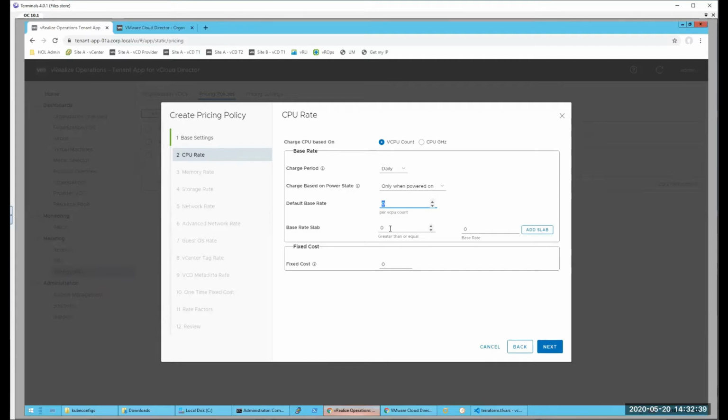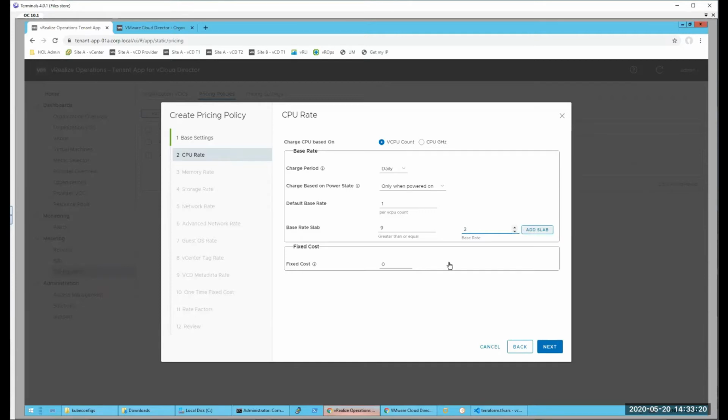So you may not want to price linearly, saying every vCPU is $10, because after 16 vCPUs, it may become $15 per vCPU for you to host these VMs. The cost of these might be pretty high. In such cases, you would use what is called the base rate slab. You would say that up to an 8 vCPU VM, I'll charge at a standard rate of $1 per vCPU per day. But if the VM is more than 8 vCPUs, then I would want to charge at $2 per vCPU per day. So that's the sort of setting that you can do.